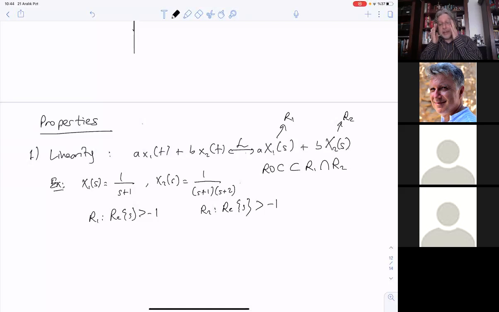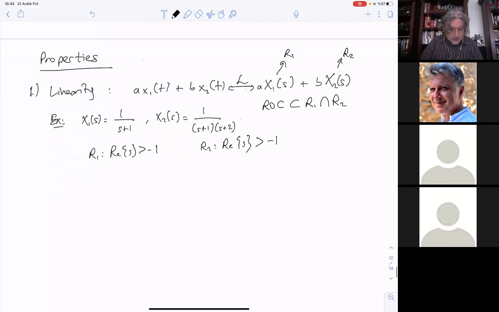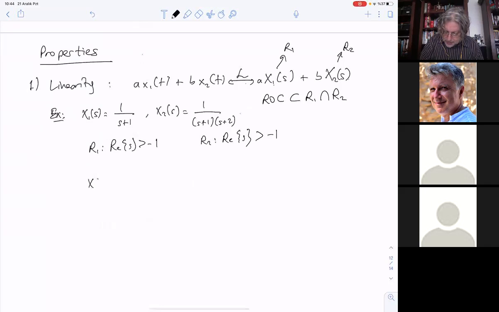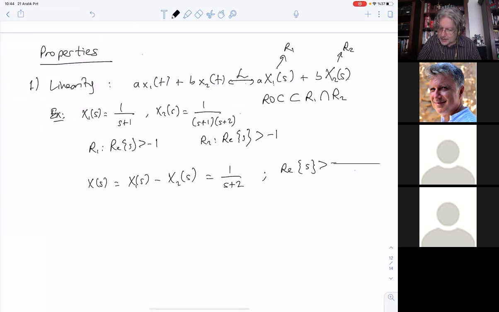the right of -1. However, if you have a further X of s, which is defined as X of s minus X1 of s minus X2 of s, and when you do that, you will find it to be 1 over s plus 1 minus 1 over s plus 1 s plus 2 will be equal to 1 over s plus 2. If you do the algebra, you will find this. And the region of convergence is real part of S is greater than -2.